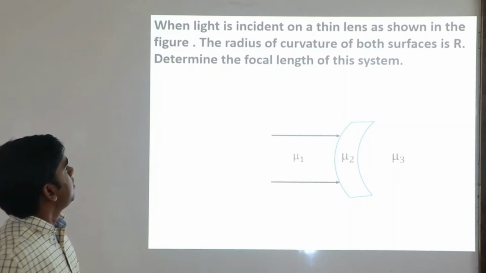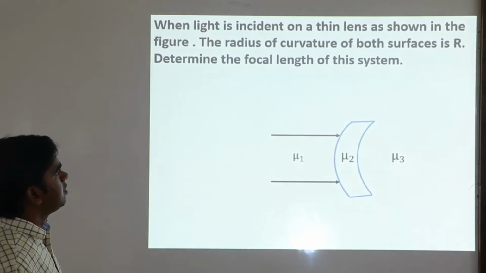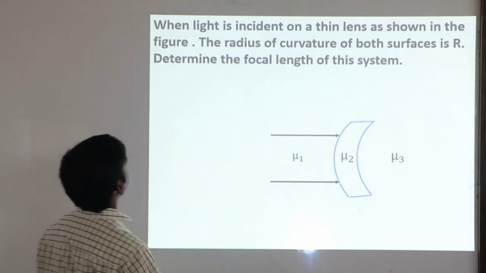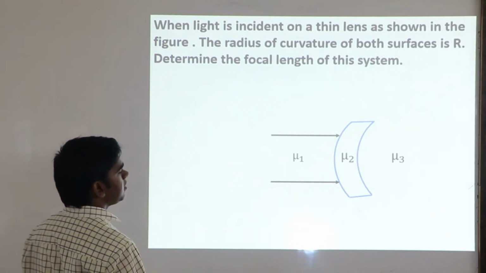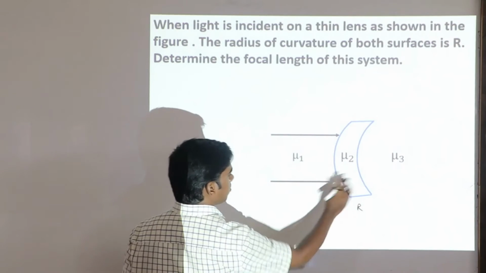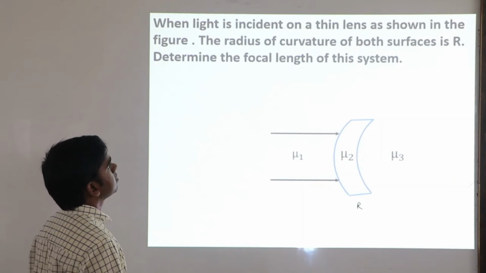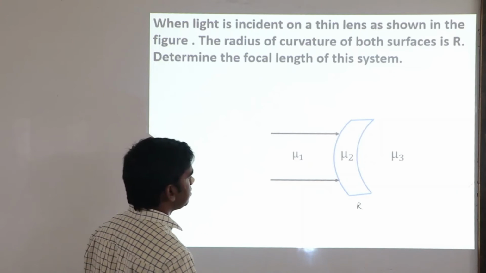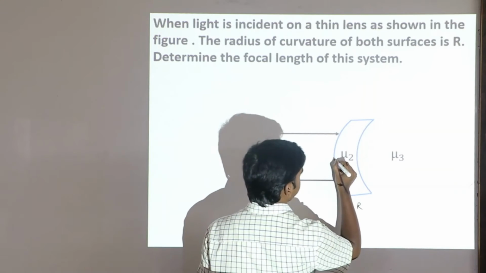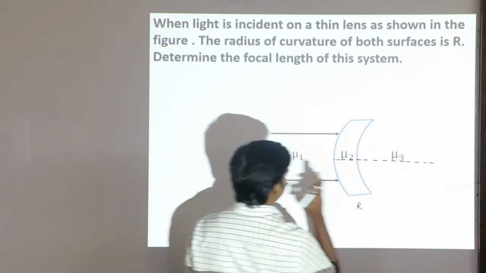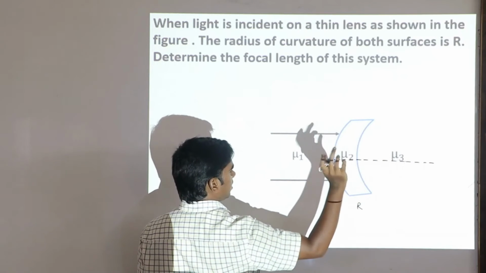Okay, next question. When light is incident on a thin lens as shown in the figure, they have given the lens. The condition given is that both surfaces have the same radius of curvature. Determine the focal length of this system. I will take a principal axis here. Mu1, mu2, mu3 are the refractive indices.